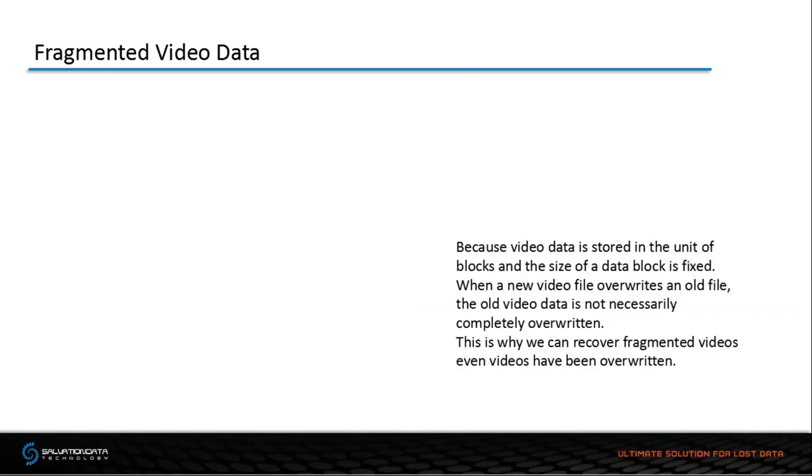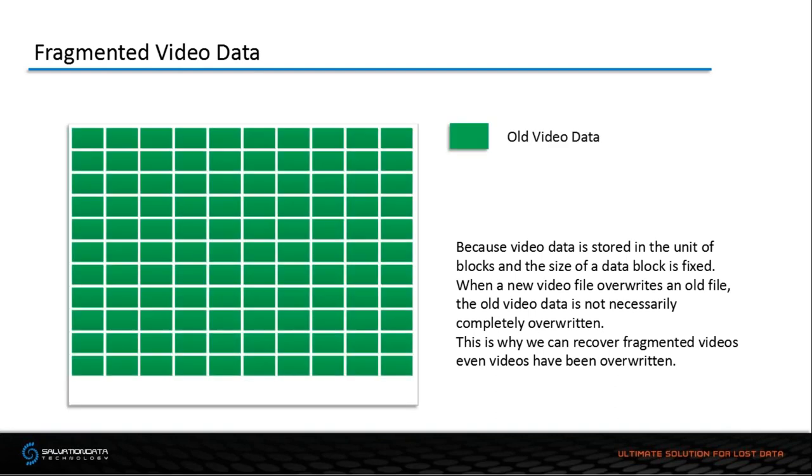So why are we able to recover the overwritten video data? Let's see an example. Because video data is stored in a unit of blocks and the size of data blocks is fixed. Let's say that this white block here is a data block. Just as the picture shows, when a new video file overwrites an old video file, the data of the old video is not necessarily completely overwritten. So with our special technology, we can recover what's left of the overwritten video file.